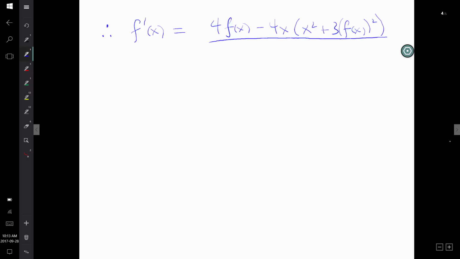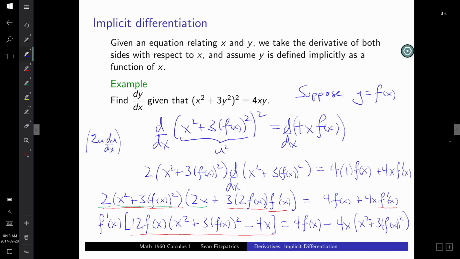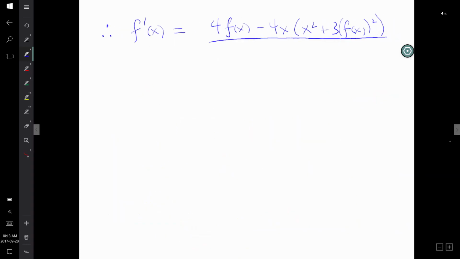divided by, what's my denominator? 12 f of x times this bit here, so I get 12 f of x multiplied by x squared plus 3 f of x squared minus, and there was a minus 4x there. Okay, and then you're done. You've solved for f prime of x, right? Now, that's a bit of a mouthful.